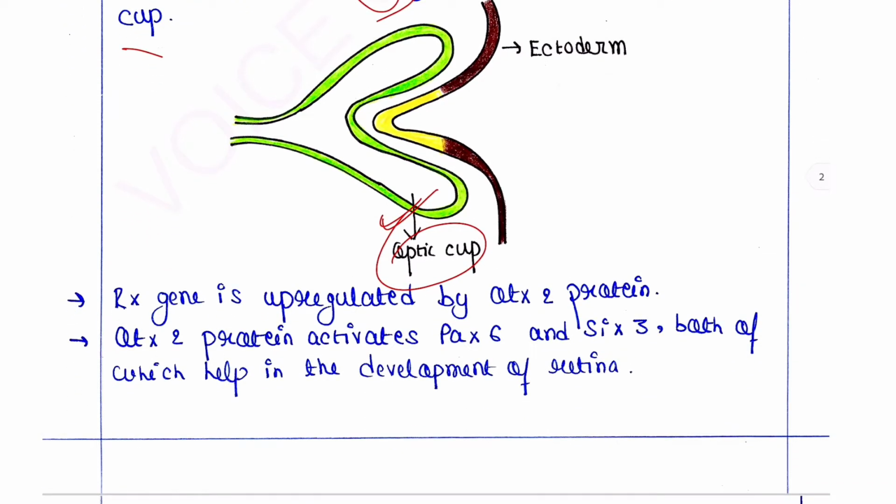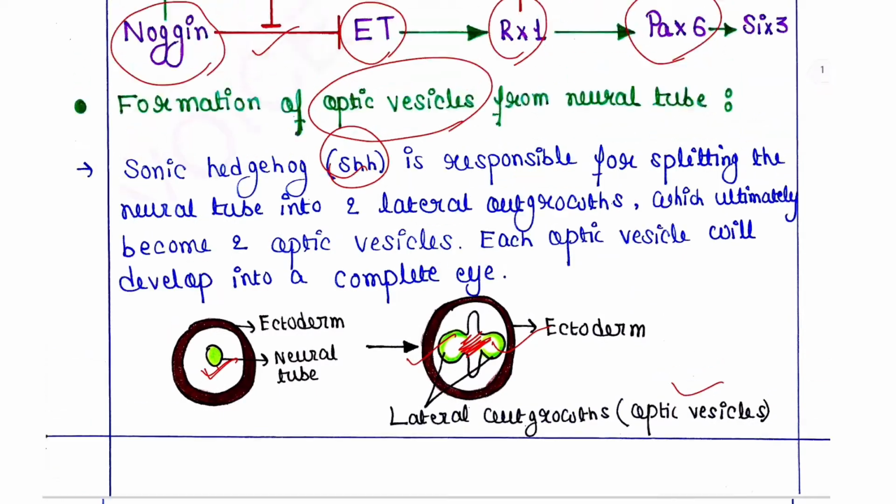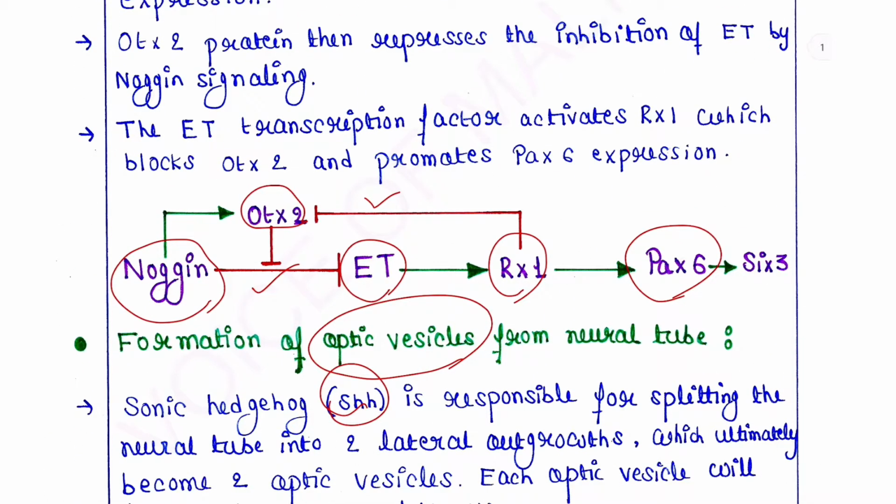Now the RX gene is upregulated by OTX2 protein. So the RX gene is upregulated by OTX2 protein, which we have seen here. We have seen here that this OTX2 is upregulating this RX1.